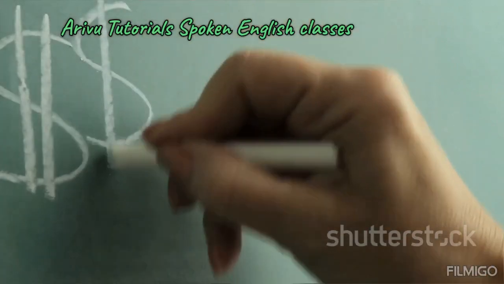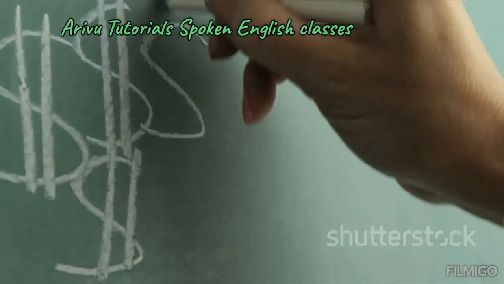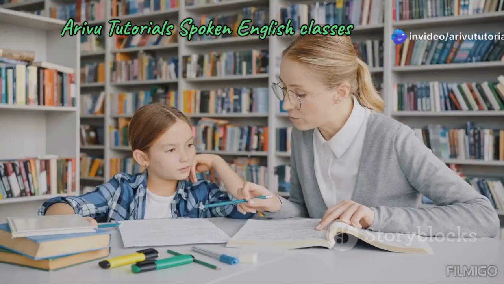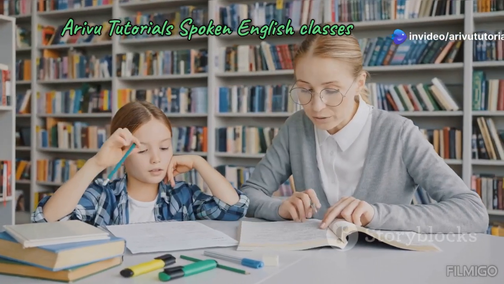Another point to remember is the S for third person singular. When the subject is he, she, or it, don't forget to add the S to let. For example, she lets me borrow her book. Here, lets shows that she gives permission.